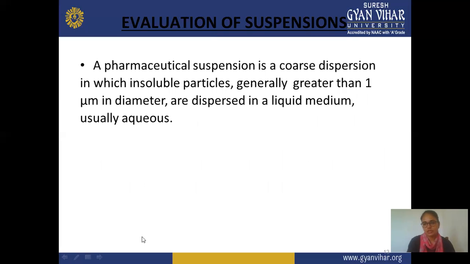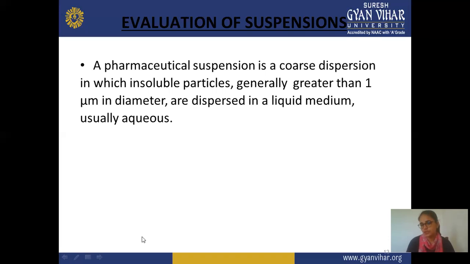Next is evaluation of suspension. This is the third liquid oral dosage form for which we check the evaluation parameters. First we covered syrup, second is elixirs, and now the third one is suspension. So suspension is also a liquid dosage form. In this, a pharmaceutical suspension is a coarse dispersion in which insoluble particles, generally greater than 1 micron in diameter, are dispersed in a liquid medium, usually aqueous.